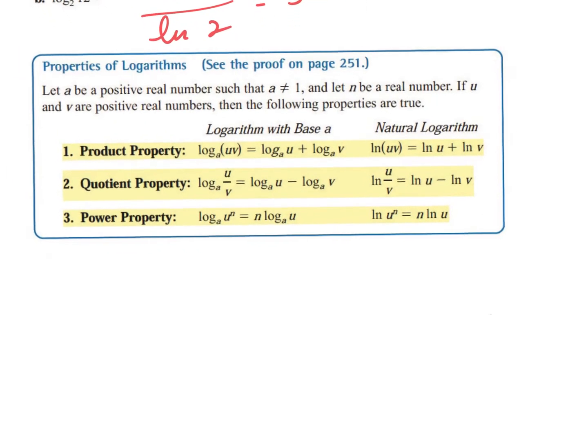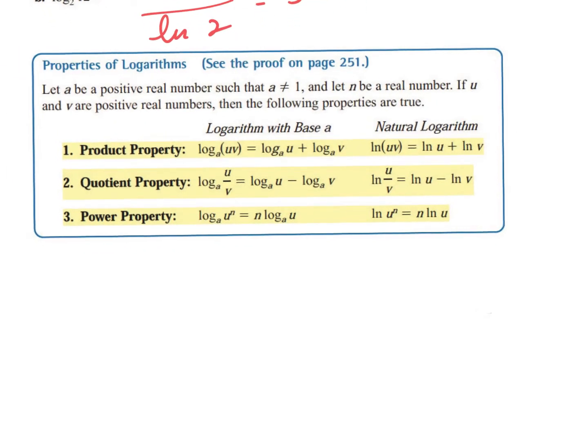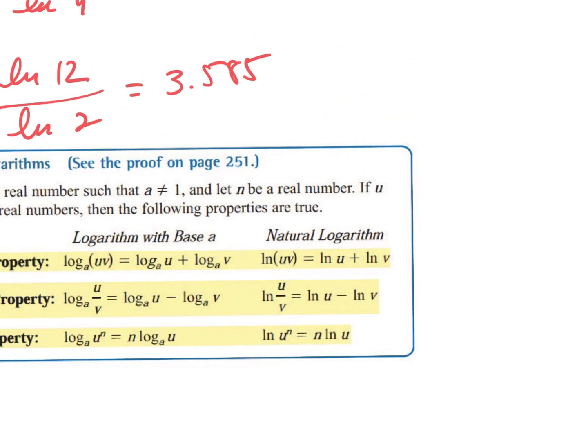Super duper important. Product property. I want you to write next to product property: multiplication goes with addition. For your quotient property, division, what do you think goes with? Good, subtraction. Very good.